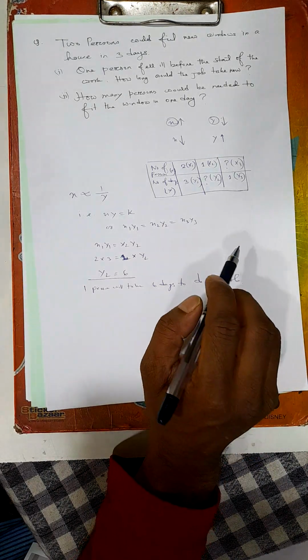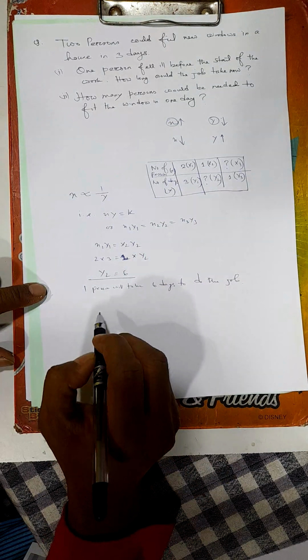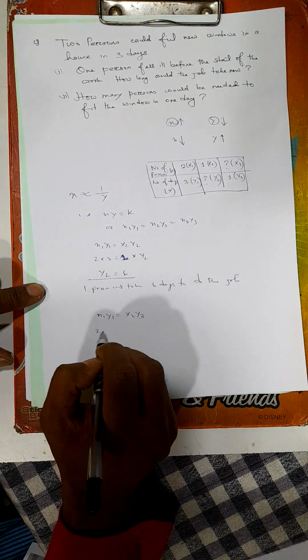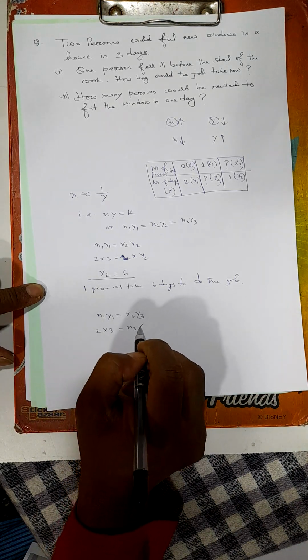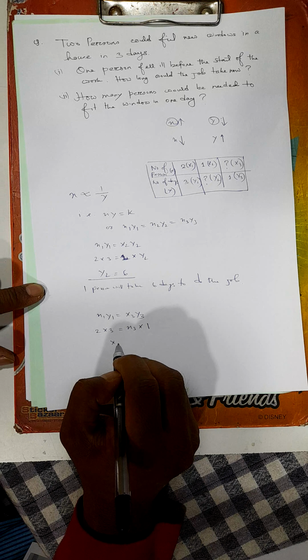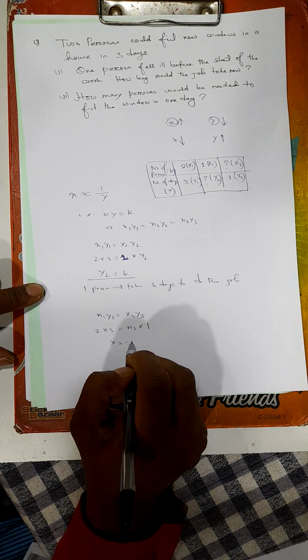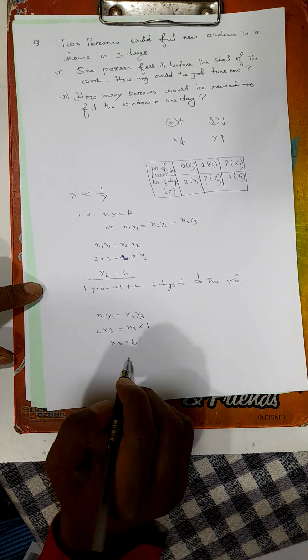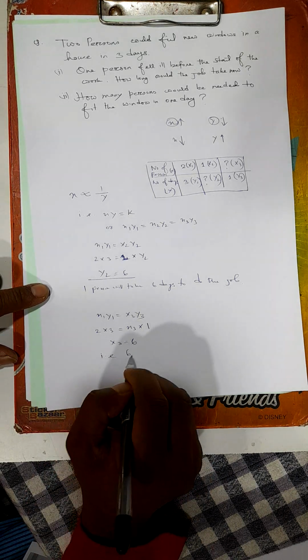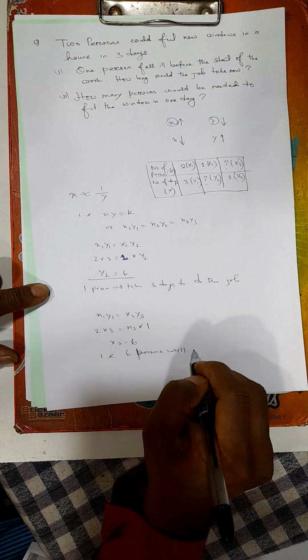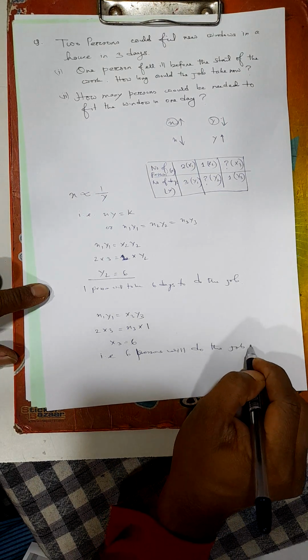Right? Now let us come to the second case here. x1 y1 equals x3 y3. 2 multiplied by 3, x3 y3 is 1. So what is x3? Right? x3 equals 6. That means 6 persons will complete the job in 1 day. That is 6 persons will do the job in 1 day.